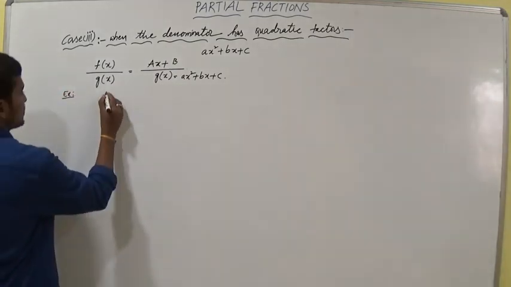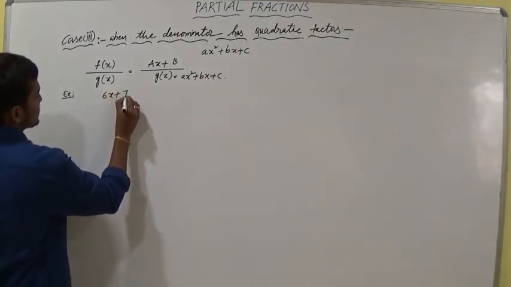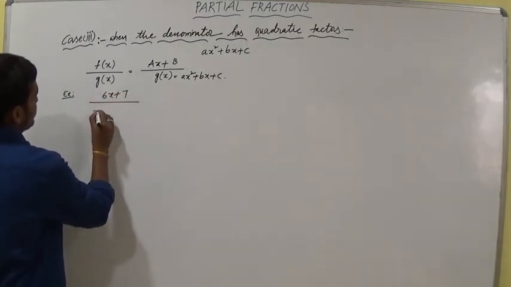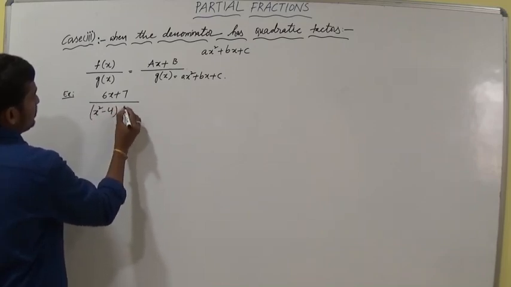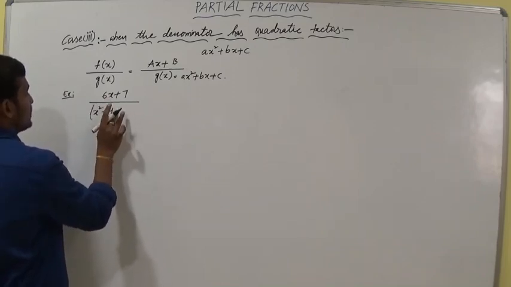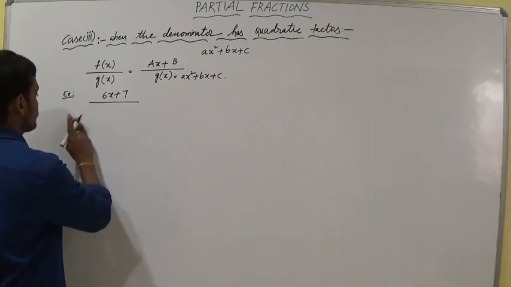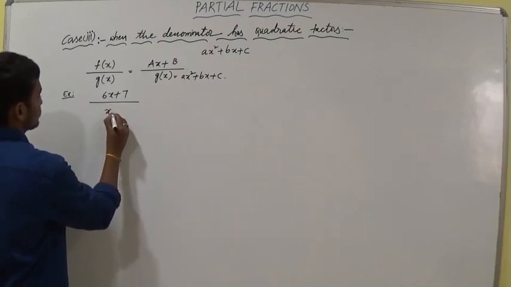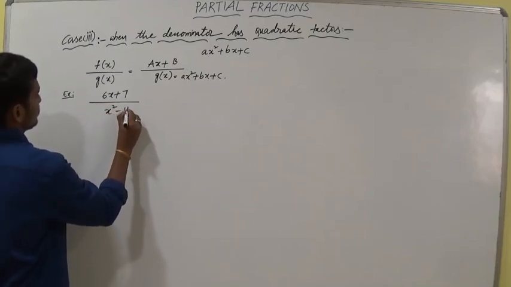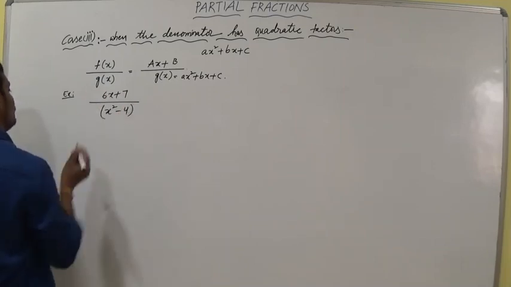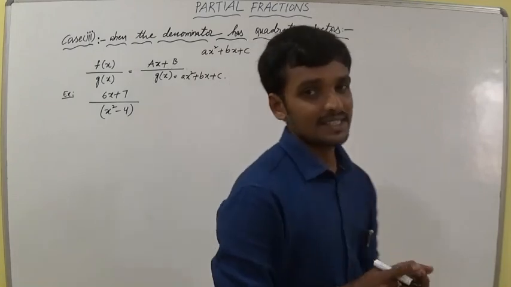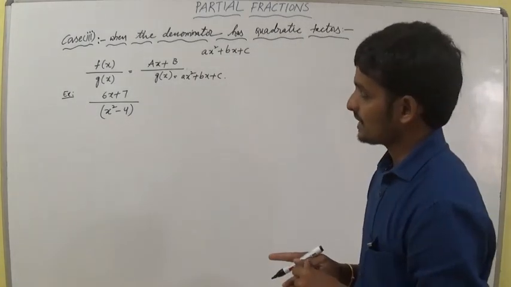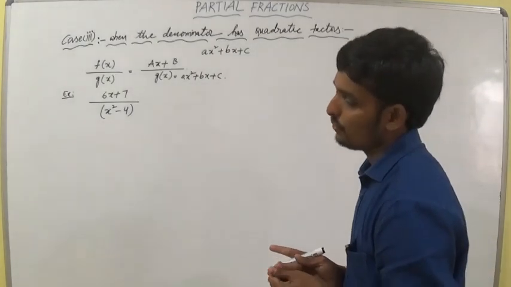For example, do this: (6x plus 7) by (x square minus 4). Here x square minus 4 is repeated. Observe that: 6x plus 7 by x square minus 4.